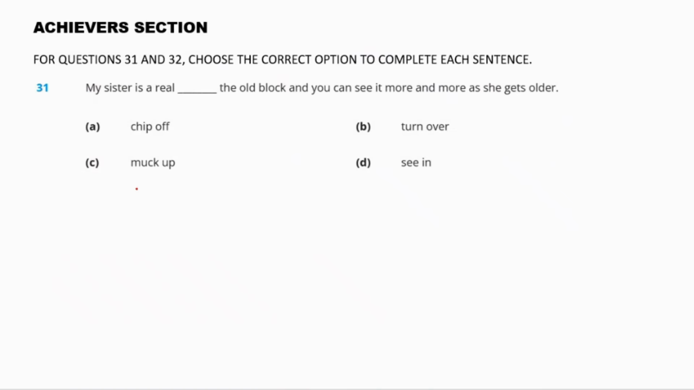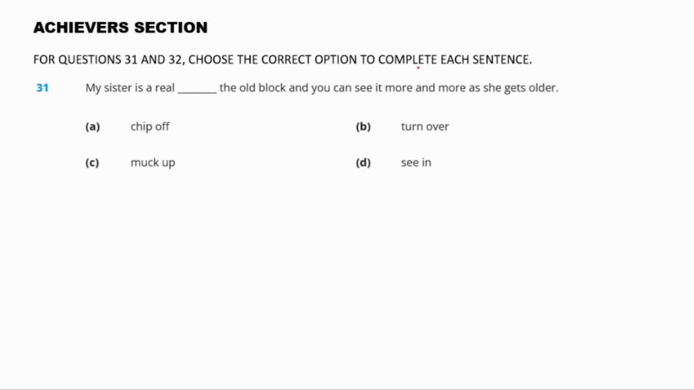Okay, class. So now we are moving forward to the next section of the paper, that is the achievers section. In this section, there are 5 questions and all 5 questions carry 2 marks each. Okay, so let us try to solve these. For questions 31 and 32, choose the correct option to complete each sentence. So the question is, my sister is a real dash, the old block, and you can see it more and more as she gets older.